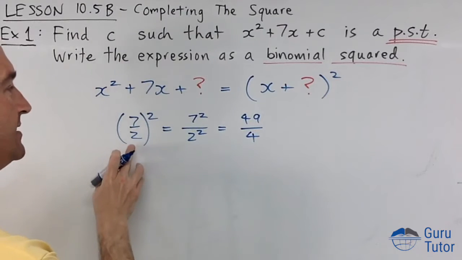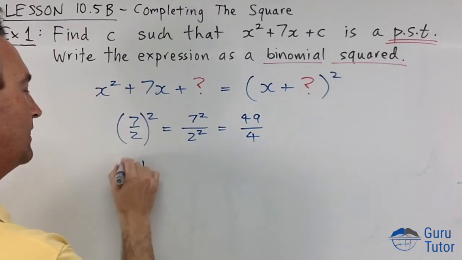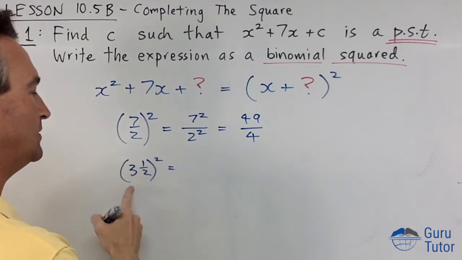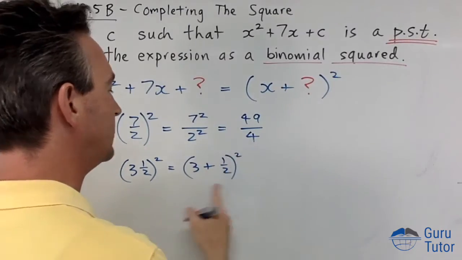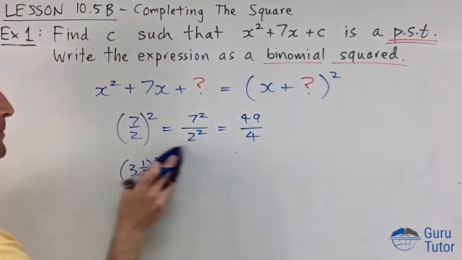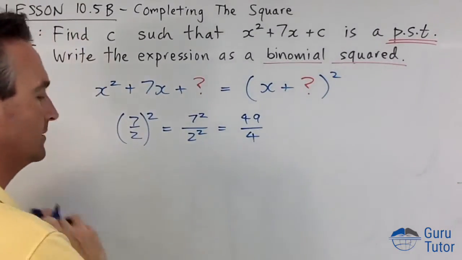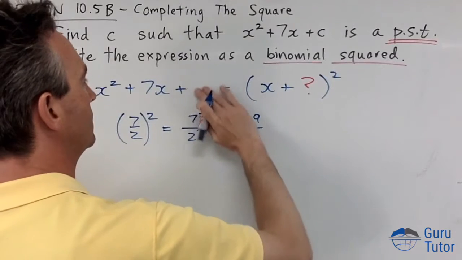Why? Well, what's easier to do? 7 over 2 all squared or 3½ all squared? How would you do that? 3 plus a half all squared. Yuck. You'd have to use your special product to do that. So that's why we like improper fractions so much. They're really easy to work with. So 49 over 4.